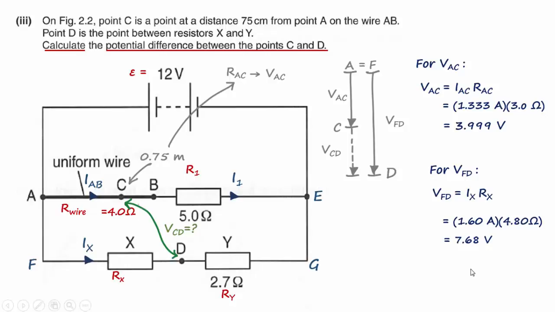With that, the potential difference across CD is the potential difference across FD minus the potential difference across AC, and that will give us 3.68 volts as the answer. This brings us to the end of question 2.